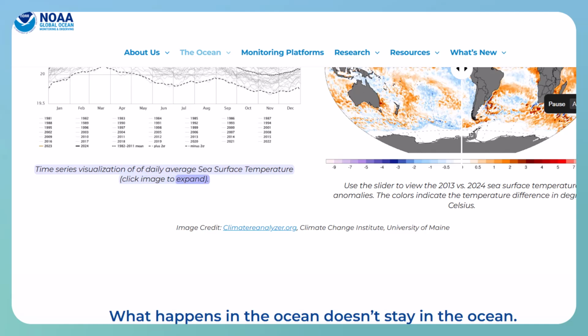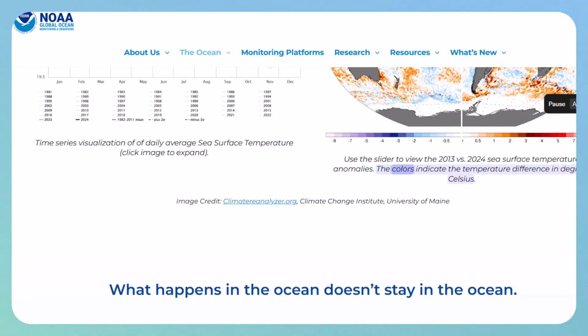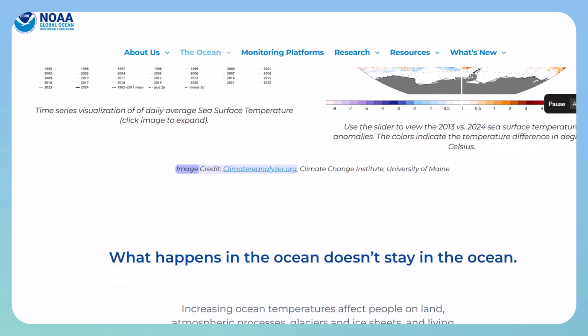Click image to expand. Use the slider to view the 2013 versus 2024 sea surface temperature anomalies. The colors indicate the temperature difference in degrees Celsius. Image credit, climatereanalyzer.org, Climate Change Institute, University of Maine.